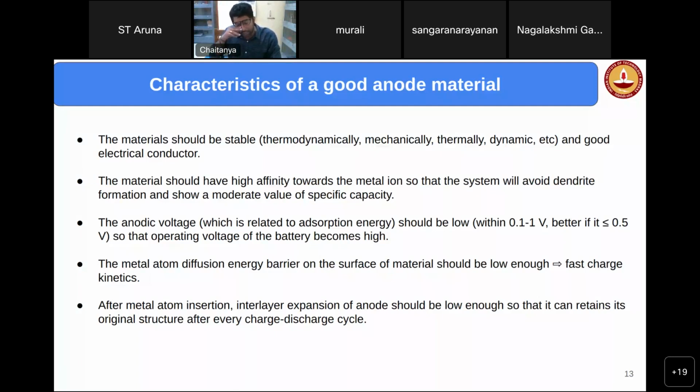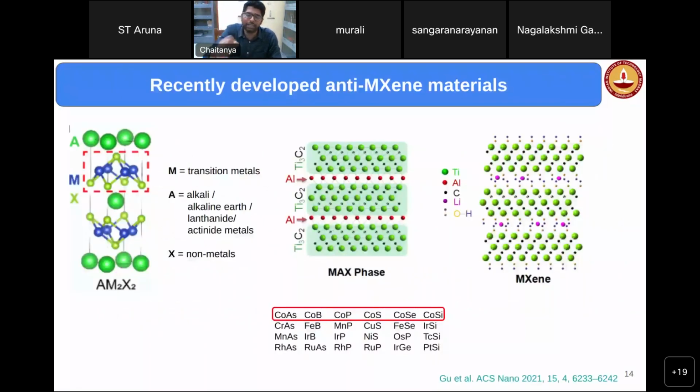So what I will do here is consider a recently studied material. This is called an anti-MXene material. It was recently discovered in 2021 by the group of Gu et al. This is a 2D material, and we will use it as a prototype and I will show how we calculated these properties. That way, you will be able to understand.